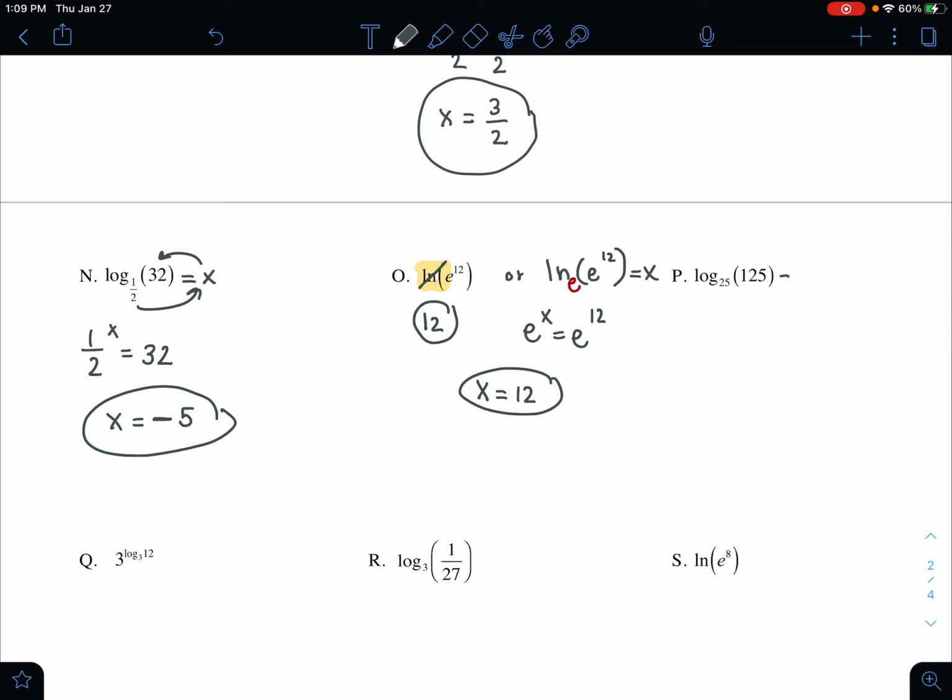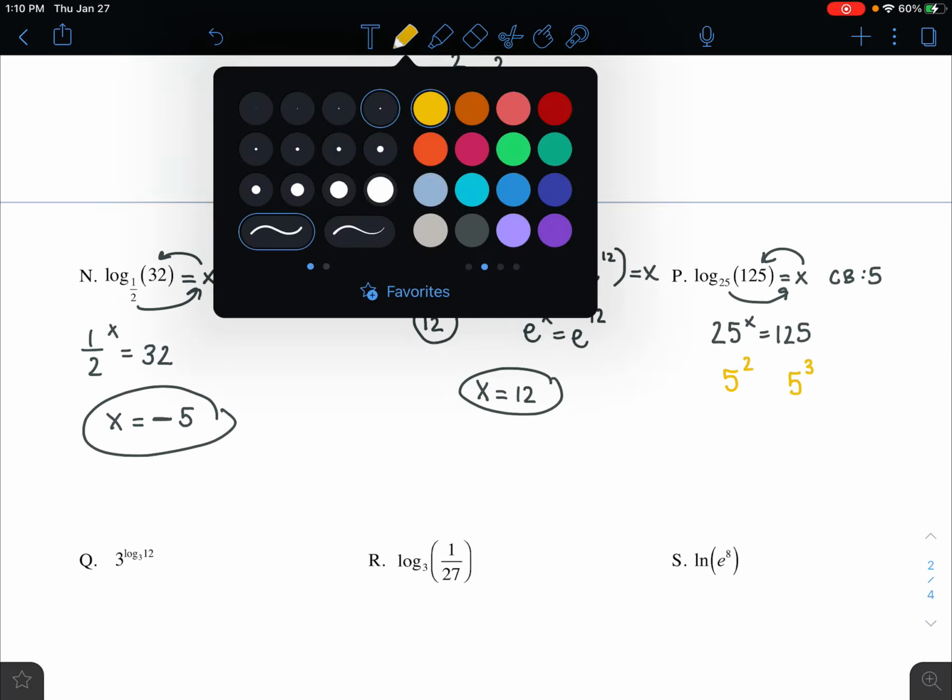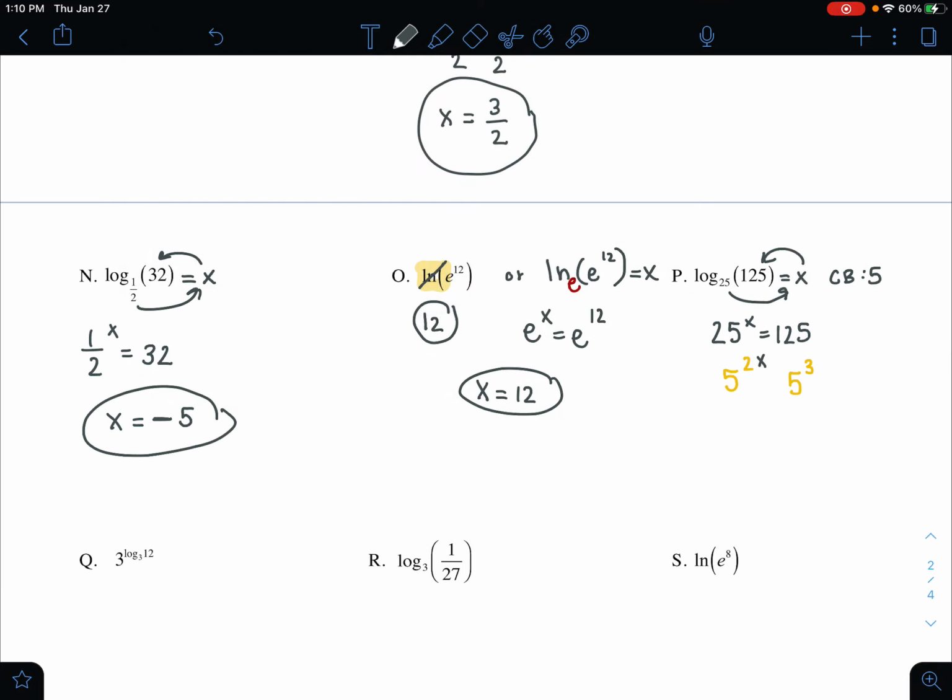All right, for our next one, again, change that. 25 to the what power is equal to 125. If I do 25 times 25, oh geez, that's not going to be 125. Again, here you have to do your change of base. What base can I pick that will work for both of them? My common base here is going to be 5. So 5 to the 2nd power is 25. 5 to the 3rd power is 125. I can't forget about that x that was already there and my equal sign.